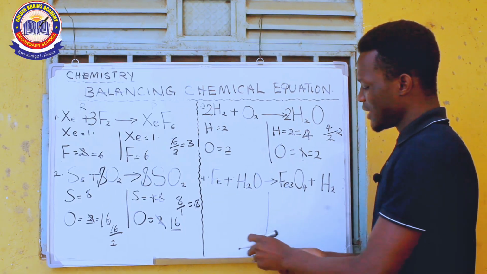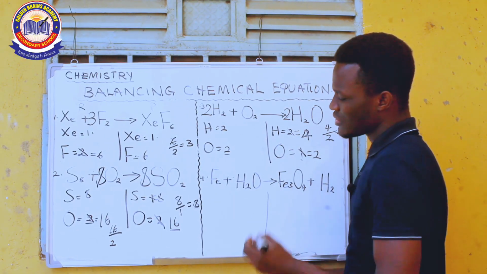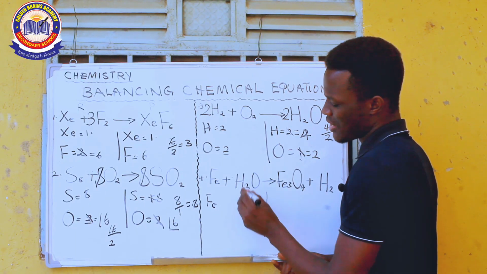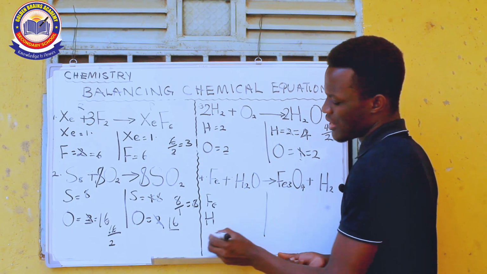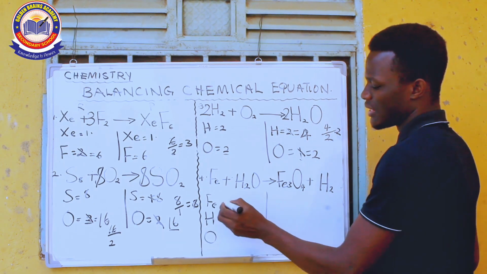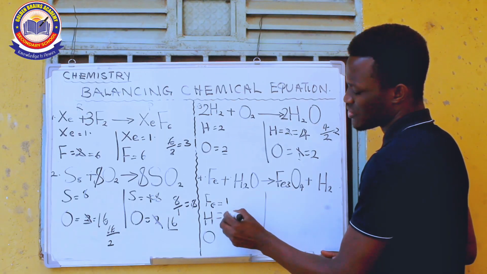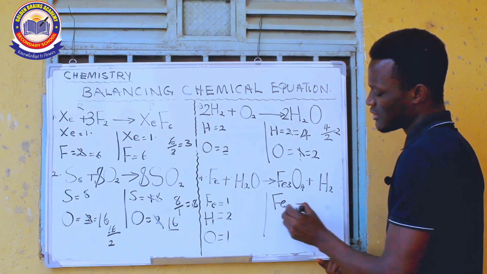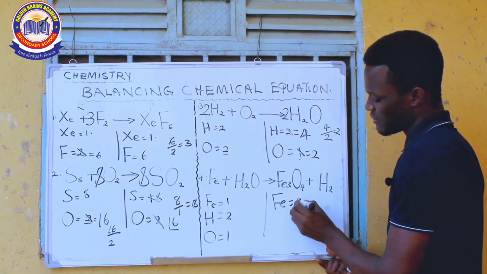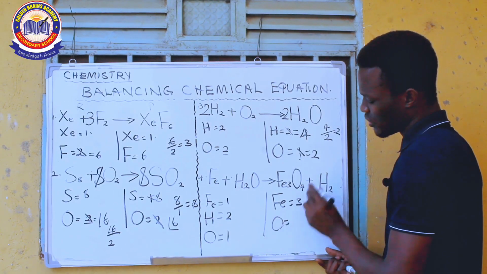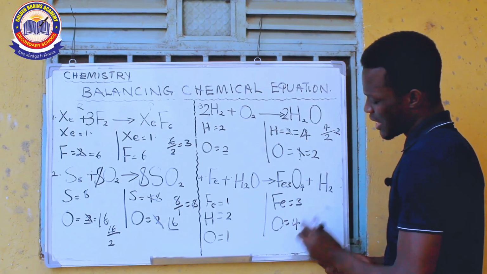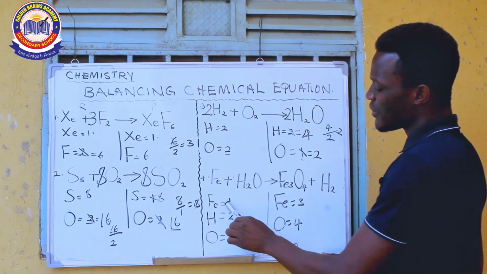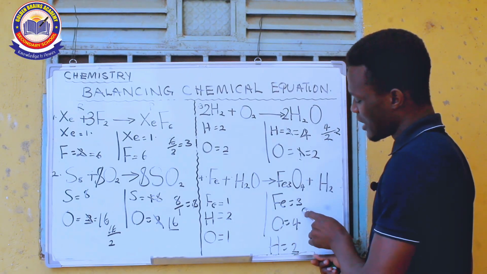Check here, how many elements do you have? You have iron, then you have hydrogen gas, then you have oxygen. Then the number of iron here, 1, the number of hydrogen, 2, the number of oxygen atom, 1. Then you come here, iron, here the number of iron is 3, the small 3 in front. Oxygen, the number of oxygen is 4. Then hydrogen, the number of hydrogen is 2. Check. Here we have 1 iron, but here we have 3.